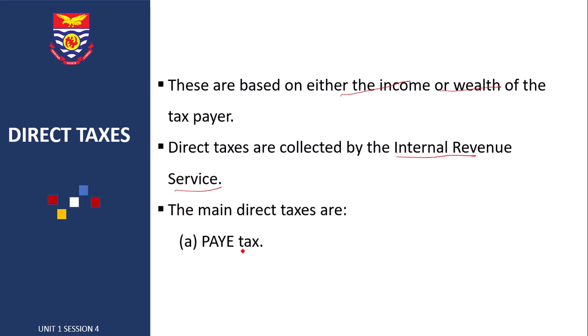We start with the PAYE tax. PAYE is abbreviated, so the full name is Pay As You Earn. It is a tax collected from employees' income and is paid by the employer on behalf of the employee. So in simple terms, it is tax imposed on the income of employees or workers, and it is often referred to as the PAYE system.